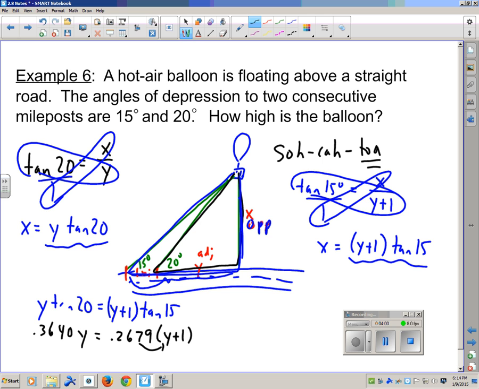So I'm going to have to distribute this through, and when I do that, I get 0.3640y equals 0.2679y plus 0.2679. So distributing that through. I have to get my y's on the same side, so I'm going to have to subtract off.